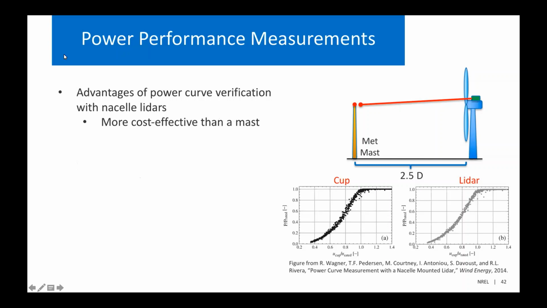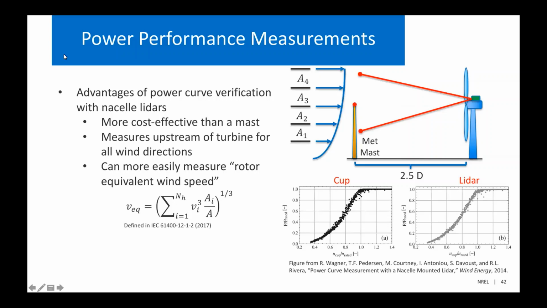So some advantages of using a Nacelle LiDAR for power curve verification. First of all, it can be more cost effective than installing a tall met mast. Since the Nacelle LiDAR will always measure the wind upstream of the turbine because it rotates with the turbine, we're always going to measure the wind that will then arrive at the turbine, whereas a fixed met mast might not measure the wind directly upstream of the turbine depending on the wind direction.